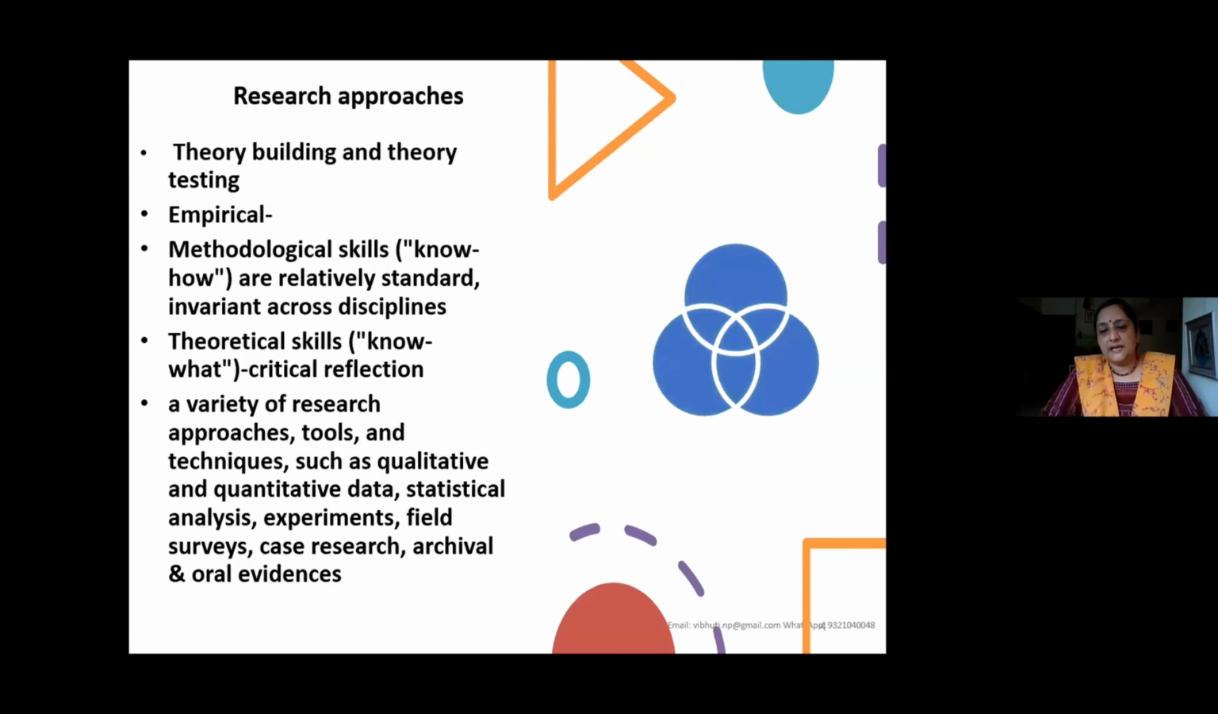Case researches are case studies of institutions, case studies of certain phenomena and processes, case studies of people like women, industrial workers or farmers, or any kind of institutions which are doing important work. So those institutional memories, the case studies of institutions, are very important. And archival research, all the historical research that happens is about archival research.